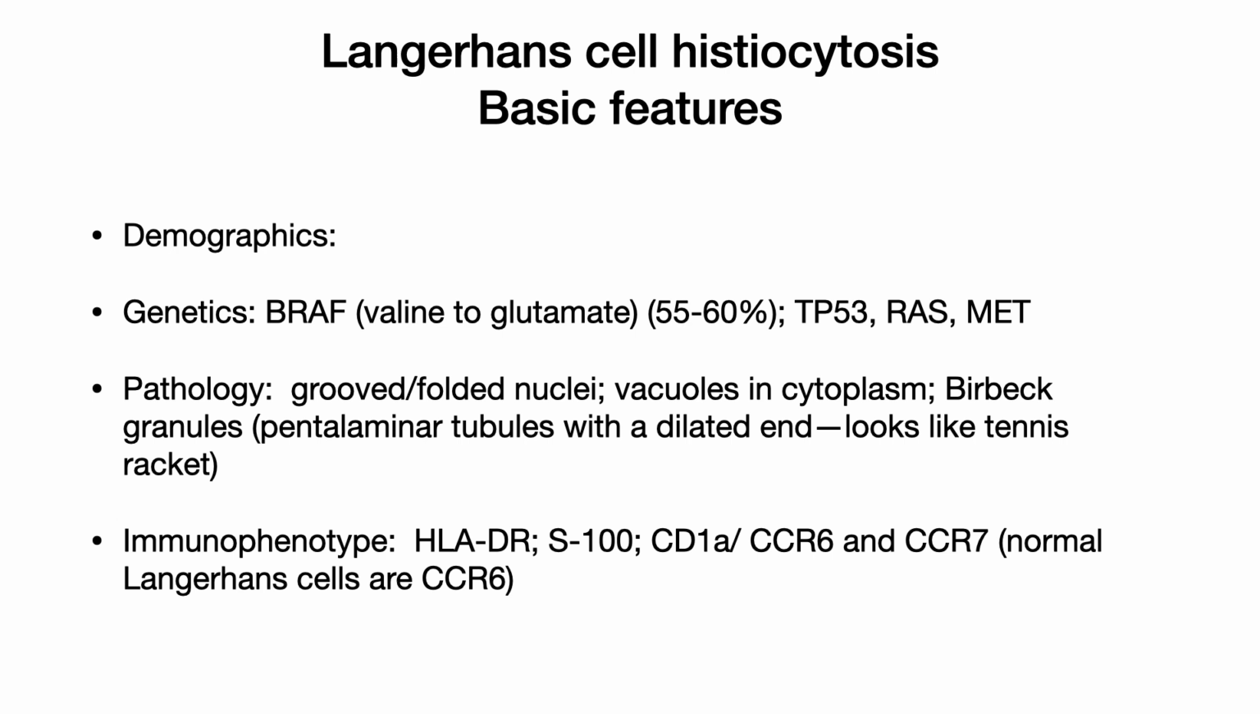I apologize for that. But Langerhans cell histiocytosis has a BRAF mutation most commonly, but there are other ones as well. The characteristic features are these grooved or folded nuclei, and you can see vacuoles. And then I think the big one for you all to know is the Birbeck granules, which are associated with Langerhans cell histiocytosis, and it basically looks like a tennis racket. And then the immunophenotype is there.